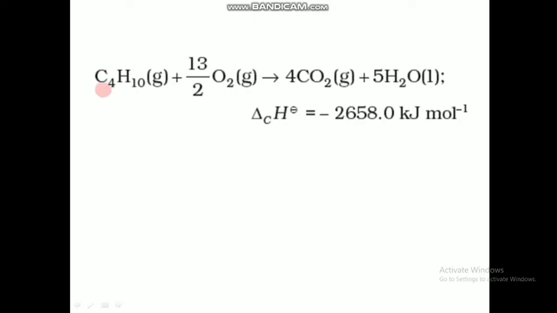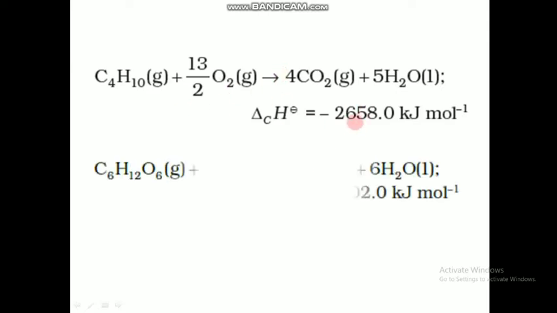So 1 mole of C4H10 reacts with 13 by 2 moles of oxygen, giving 4 moles of CO2 and 5 moles of H2O. In this reaction, the enthalpy of combustion at standard state is given as minus 2658 kilojoules per mole. That is the enthalpy which is being exchanged here.